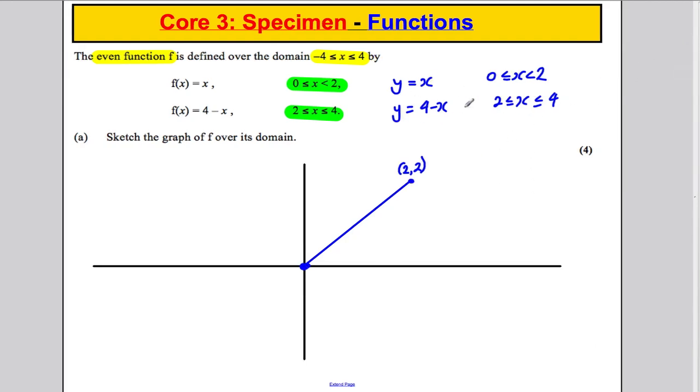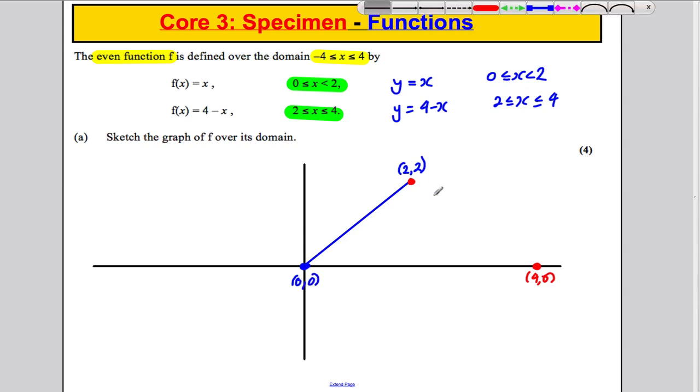Okay? Then it's this graph between 2 and 4. Now, what does that graph look like? Well, all we need is 2 points to plot that graph. Let's put 2 in. 4 subtract 2 is 2, so we know it actually does fill that point. Let's put 4 in. 4 subtract 4 is 0. So I know it goes through 4, 0. I knew this went through 0, 0.